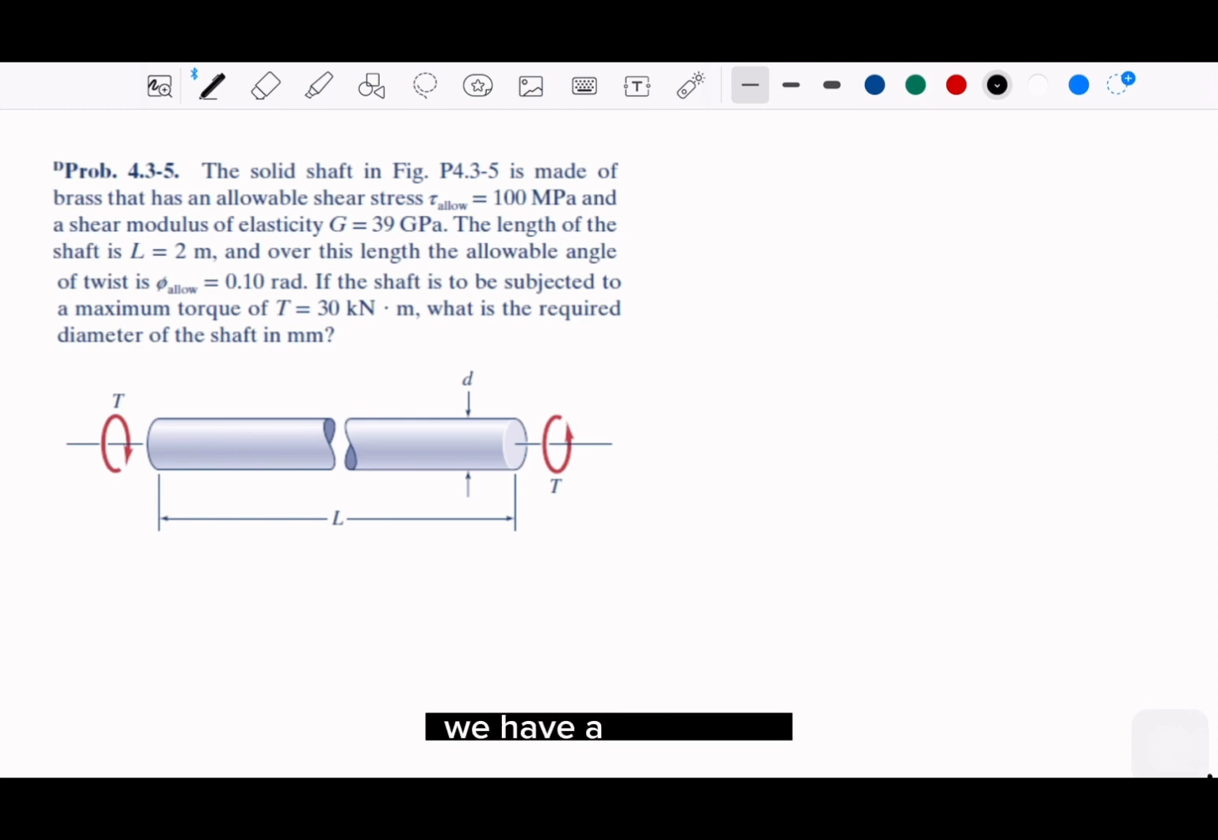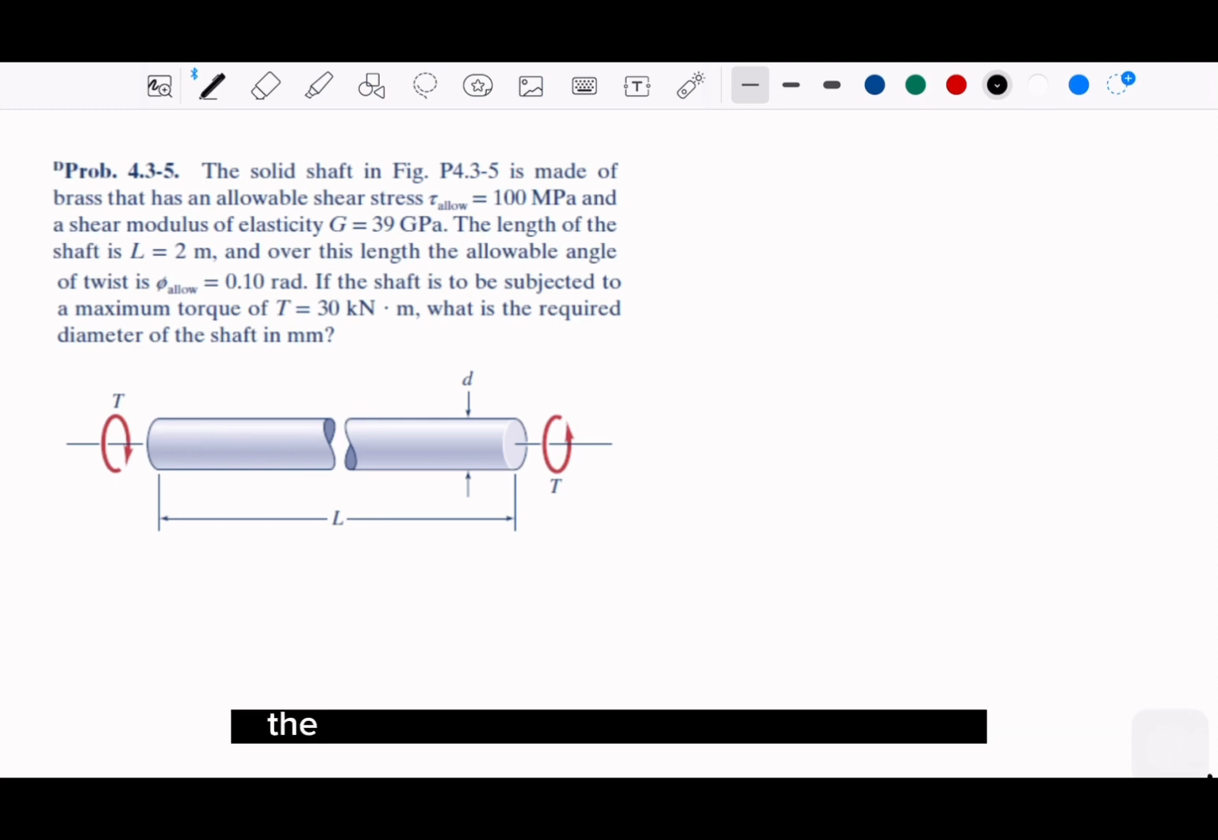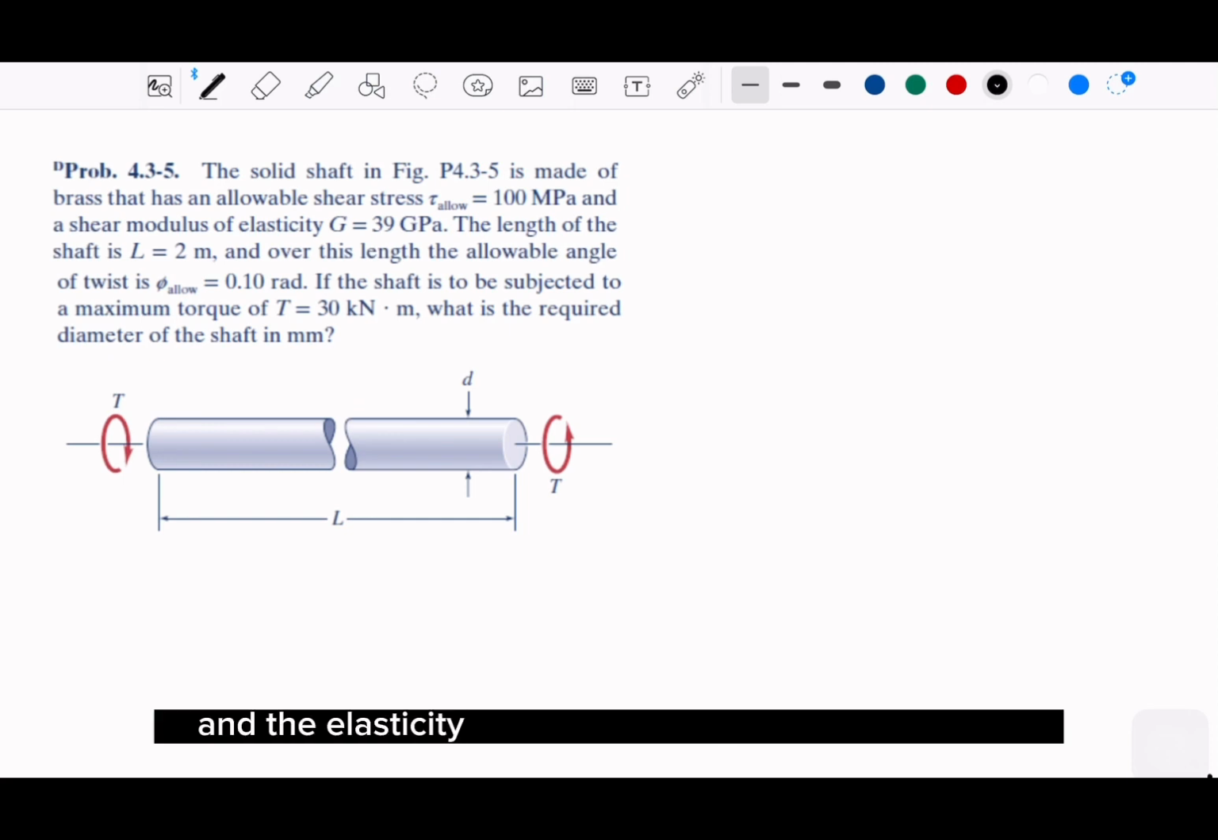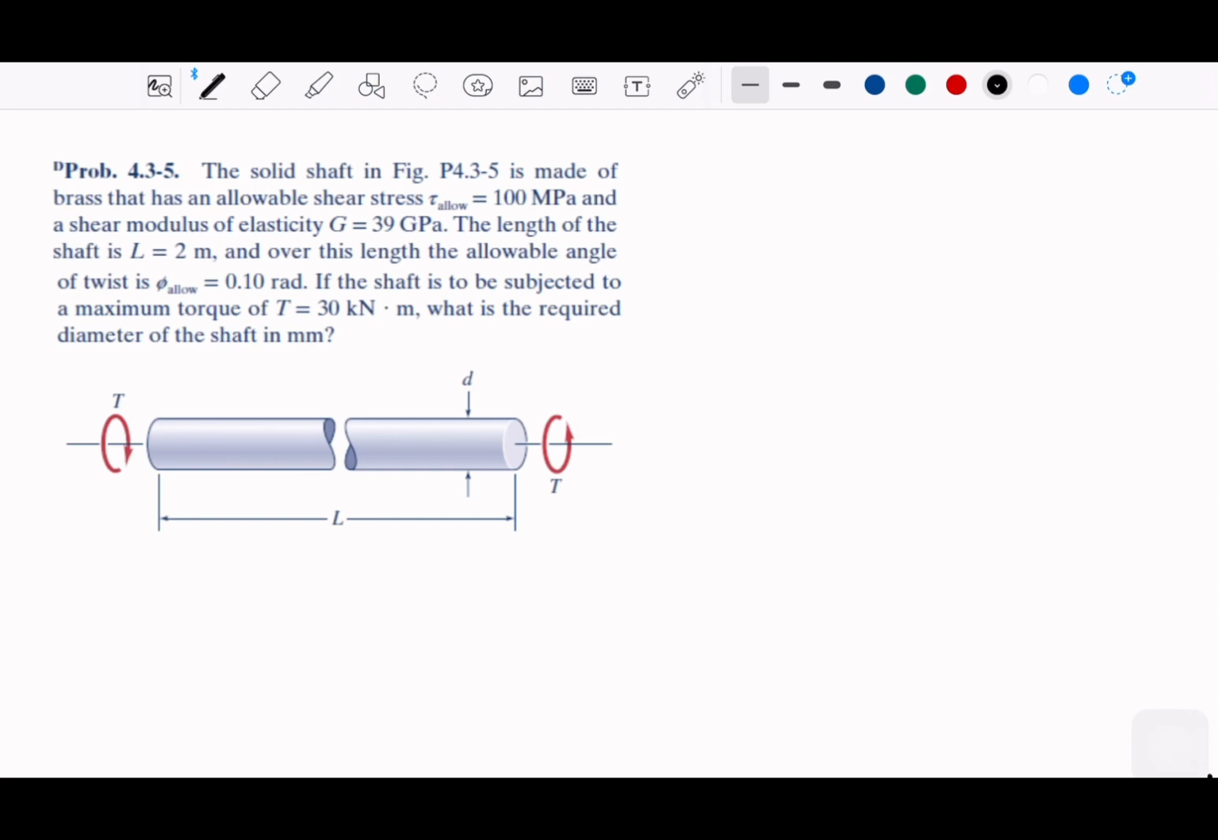We have a solid shaft. It has the allowable shear stress of 100 megapascal, and the modulus of elasticity is 39 GPa. The length is 2 meter. You can see the figure below.